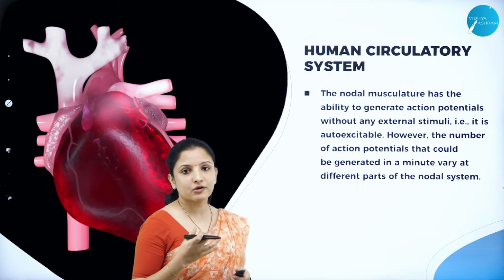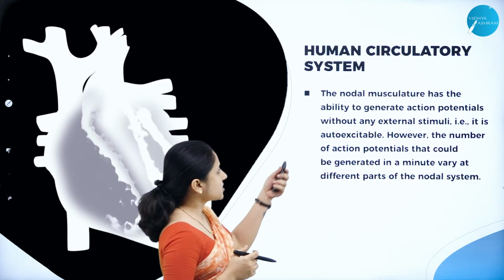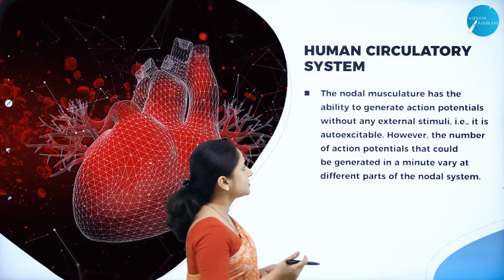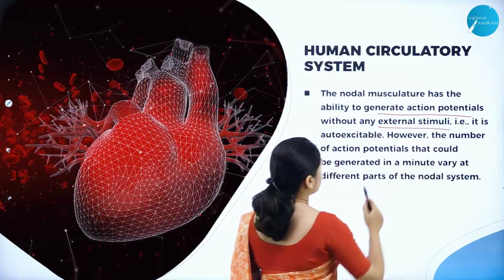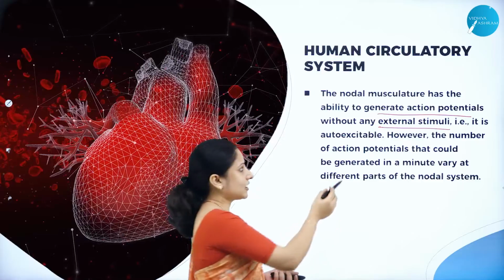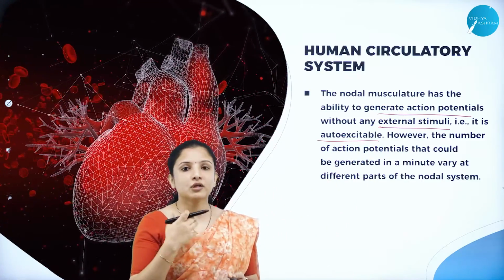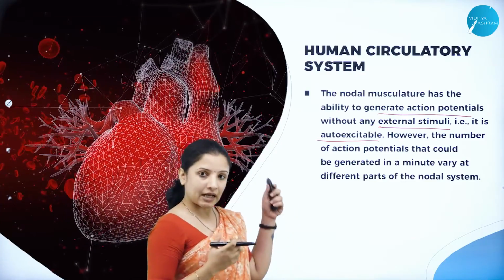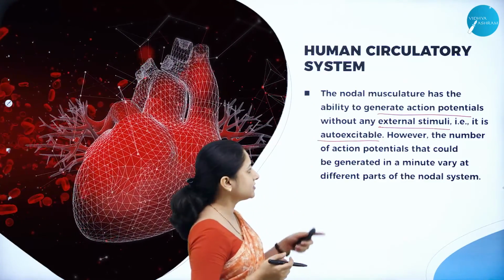So what is the use of that nodal musculature or the nodal fibers? They actually have the ability to generate certain action potentials without any external stimuli. That is, it is auto-excitable. That is true, right? Our heart is auto-excitable. Throughout, it will keep beating. So that auto-excitable nature is because of the nodal musculature that is there.